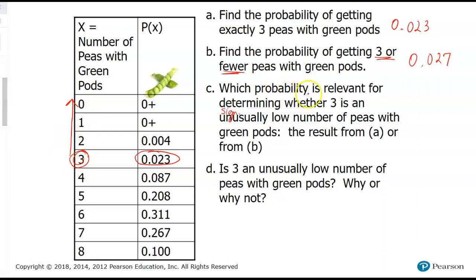So part B is going to be the one that we want to use to determine if it is an unusually low or significantly low number of peas with green pods. So looking at our probability from part B, this is the one we want to use. In order to determine that, it is less than 0.05. So we would say that it is significantly low or unusually low.